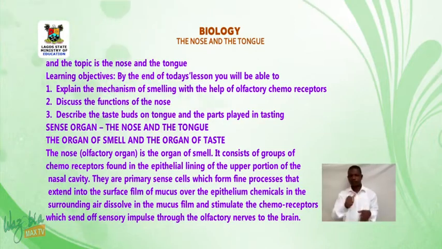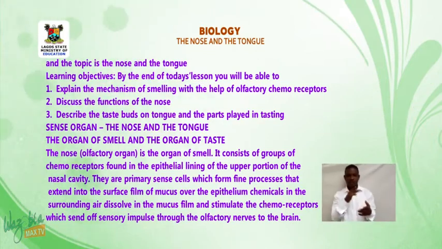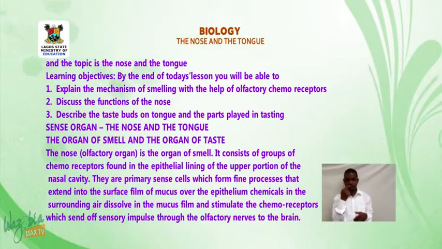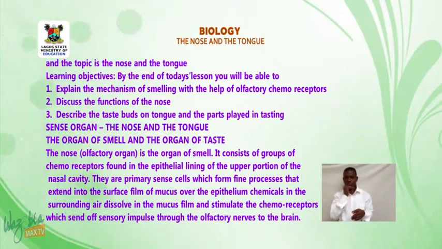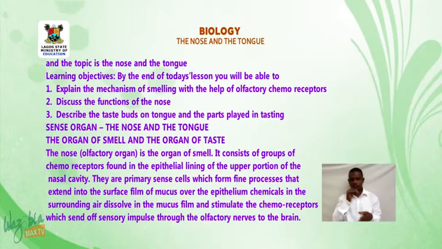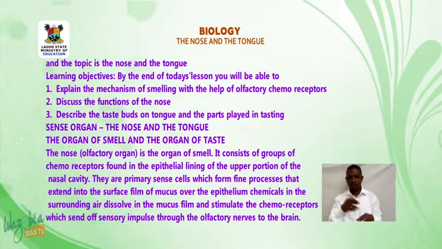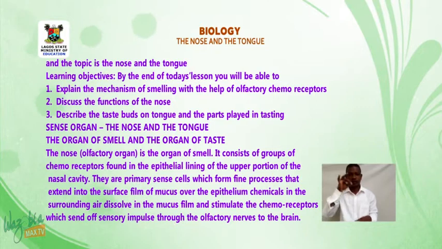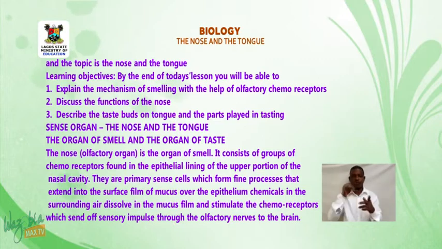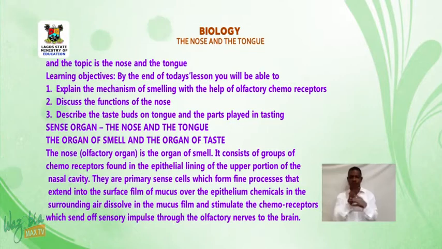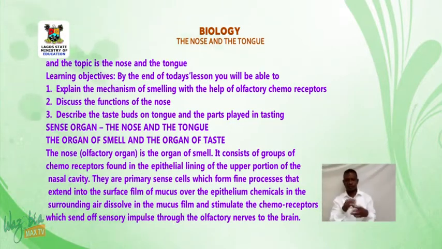Sense organs, the nose and the tongue. The nose and the tongue are otherwise known as the organ of smell and the organ of taste. Now let's look at the nose. The nose, which is also known as the olfactory organ, is the organ of smell. It consists of grooves of chemoreceptors found in the epithelial lining of the upper portion of the nasal cavity.